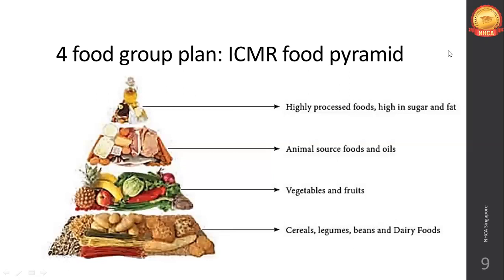So according to ICMR, they have given the 4 food group plan. They have combined cereals and pulses in one group. That's how they have a 4 group plan. The remaining vegetables, animal food source, and milk and dairy products are in one category. And highly processed food, high fat, high sugar food, junk food, basically pickles, will also come under this category. So they are the fourth group. So the difference between the 5 food group and the 4 food group is cereals and pulses are in the same major group.